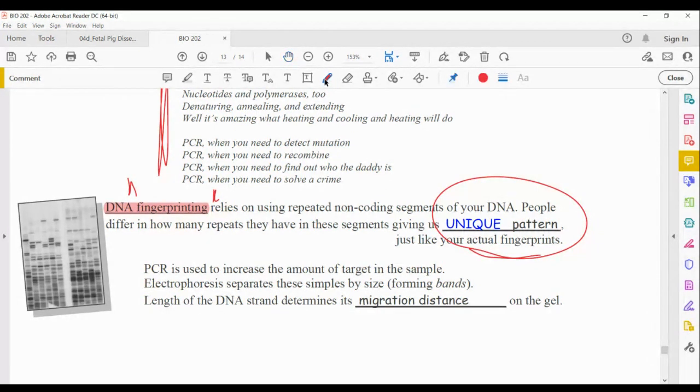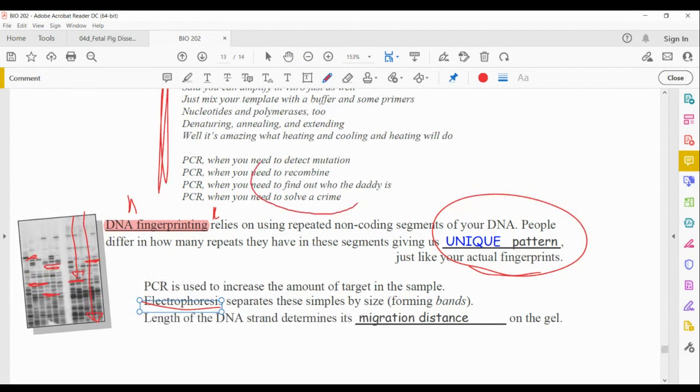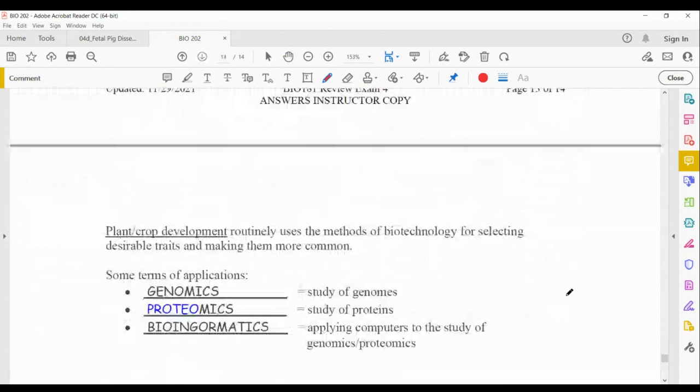And then we use the process called electrophoresis, which separates these segments based on their length. Longer segments take a longer time to travel through this gel. Shorter segments travel quicker through the gel. And however far these segments travel, that's how they show up as these lines on our DNA fingerprints. And then we simply compare and try to find a match between the source and the suspects, if it's a criminal application. Of course, we can use these applications for a lot more than just solving a crime: detect mutations, combine things, solve parent issues, and so on.